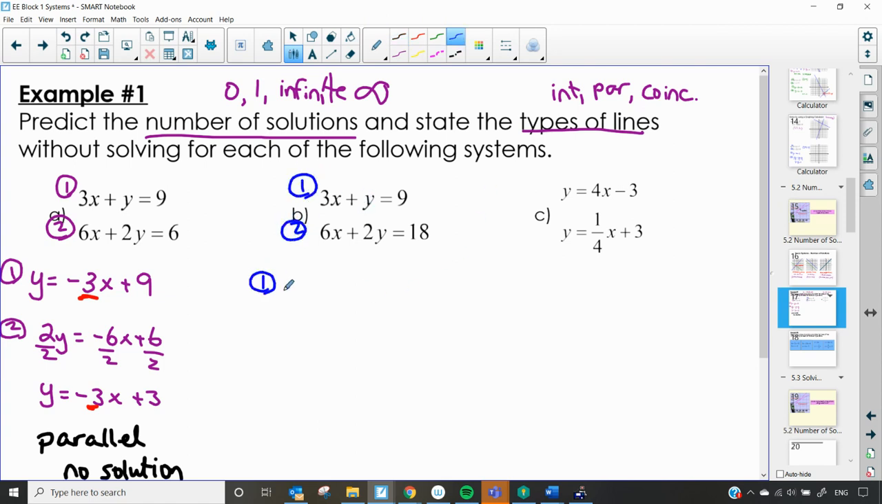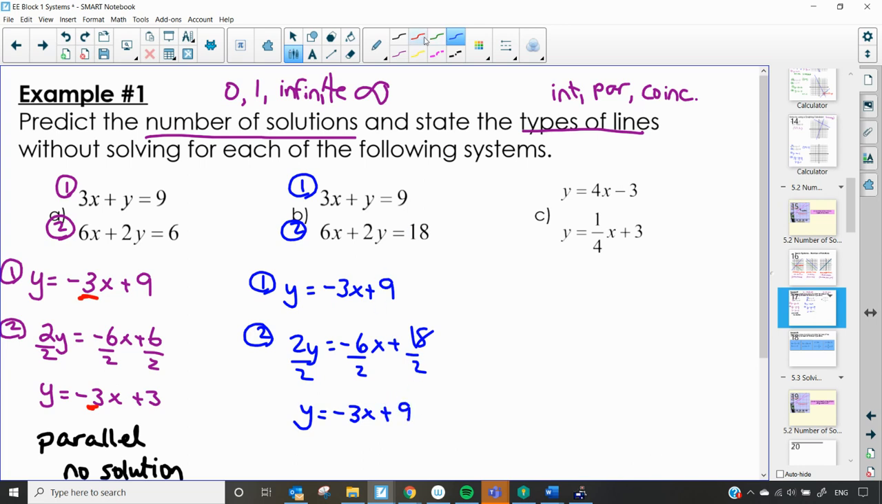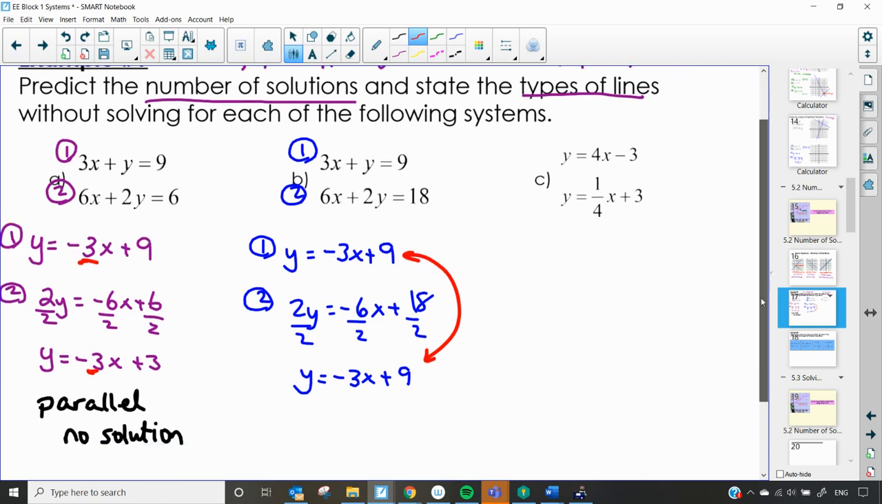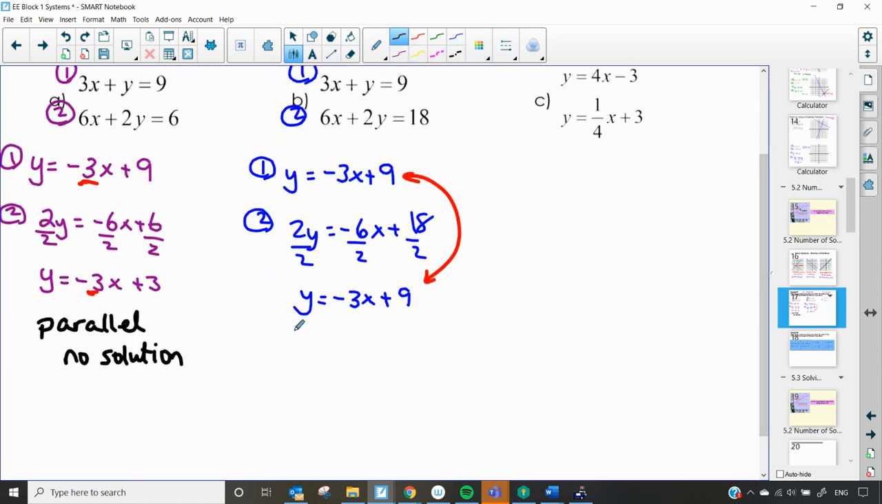So the first equation, y equals negative 3x plus 9. And example 2, we've got 2y equals negative 6x plus 18. We're going to divide by 2. And y equals negative 3x plus 9. If you notice, these are identical graphs. And the equations are identical. That means these are coincidental lines. And if they're coincidental, that means they have infinite solutions.